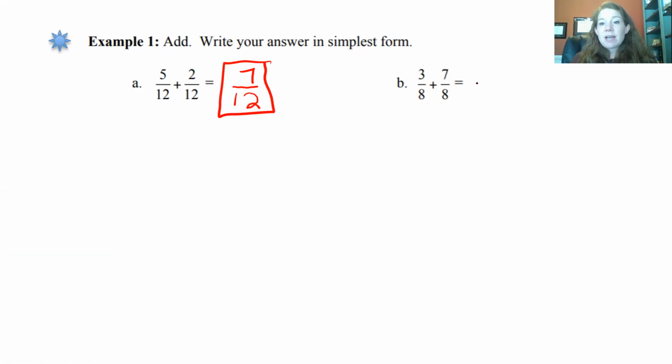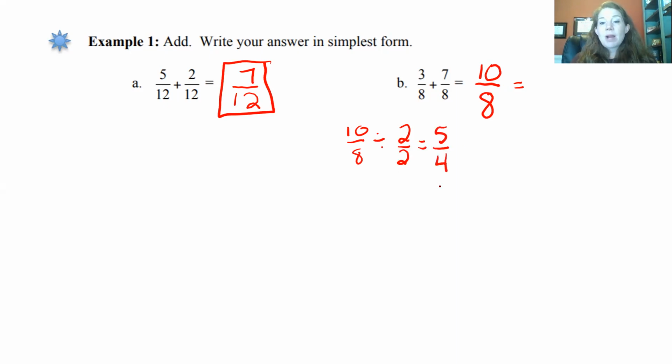Letter B, our denominator is 8. We're going to add 7 and 3 and we get 10. The first thing I notice is that they're both even, which means both of them are divisible by 2. So I'm going to divide 10 and 8 both by 2. 10 divided by 2 is 5. 8 divided by 2 is 4.